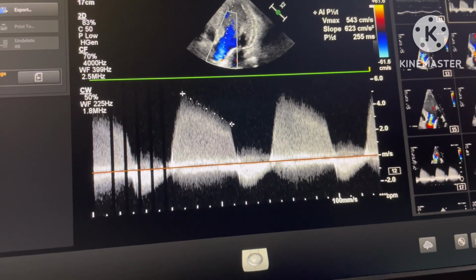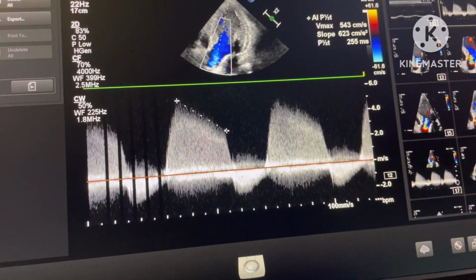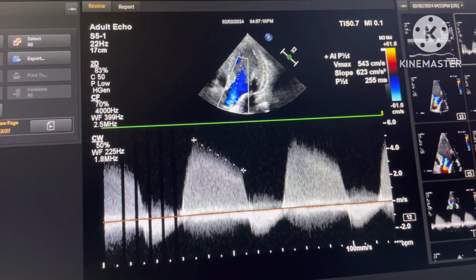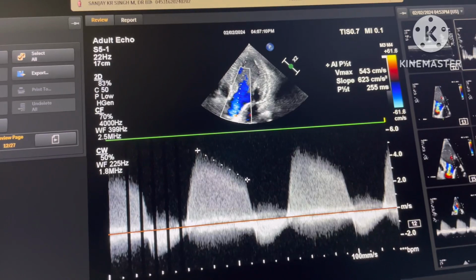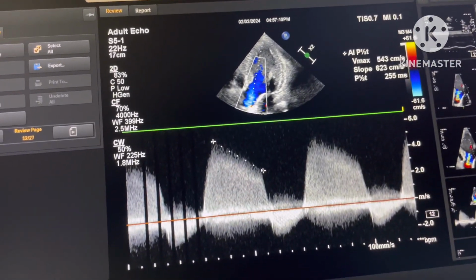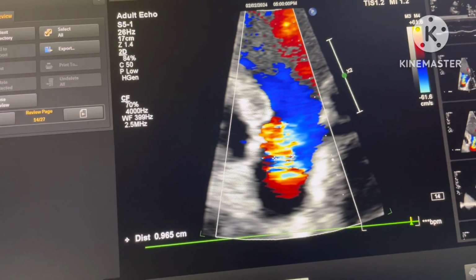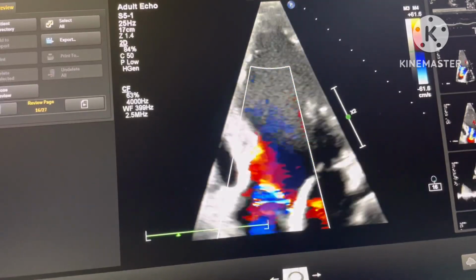But if you find any two criteria coming into the severe category, and at the same time LV dysfunction has started, then you can easily say this is a severe aortic regurgitation jet. So this is severe AR because vena contracta is almost 7 millimeter.